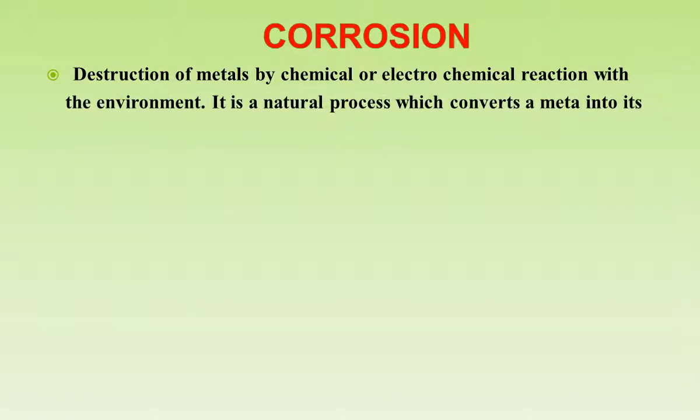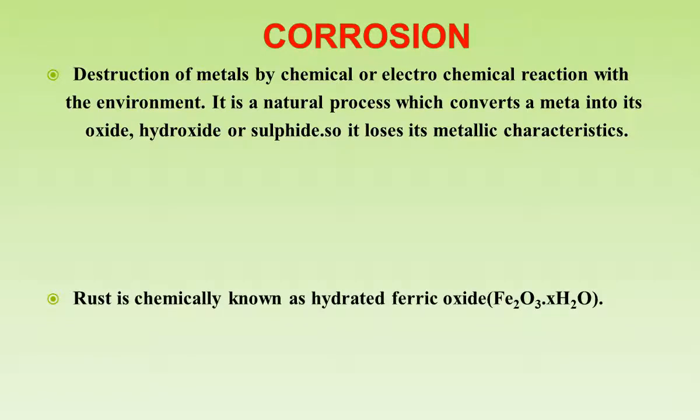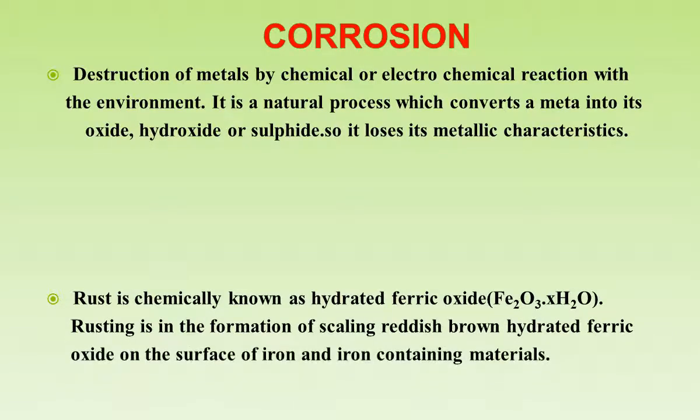Actually it is a natural process which converts a metal into its oxide, hydroxide or sulfide. It loses its metallic characteristics. And what is the meaning of rust? Rust is chemically known as hydrated ferric oxide, and rusting is the formation of reddish brown hydrated ferric oxide on the surface of iron and iron containing materials.